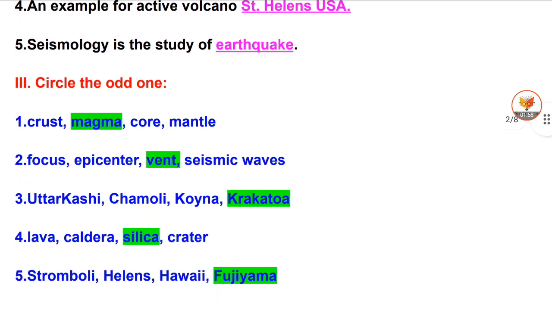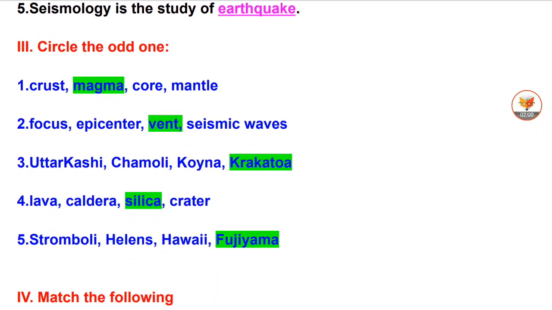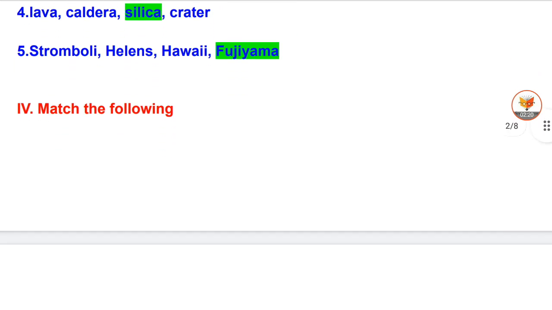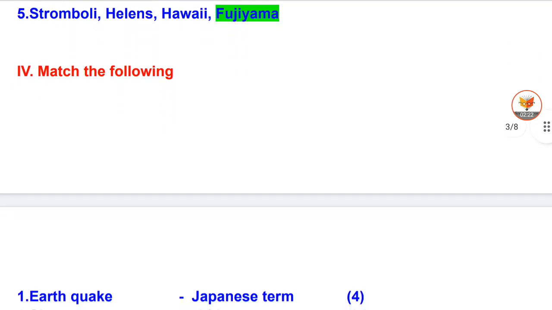5. Seismology is the study of earthquakes. III. Circle the odd one. 1. Crust, magma, core, mantle. 2. Focus, epicenter, vent, seismic waves. 3. Uttarkashi, Chamoli, Koyna, Krakatoa. 4. Lava, caldera, silica, crater. 5. Stromboli, Helens, Hawaii, Fujiyama. The belt is known as the Ring of Fire.